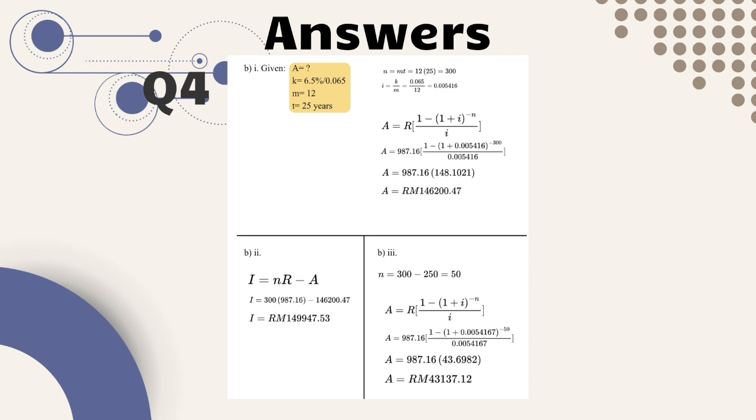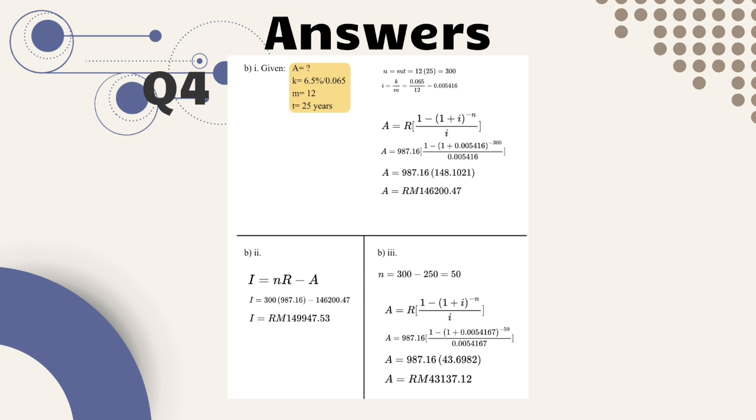For this question, we use A equal to R bracket 1 minus bracket 1 plus I to the power of negative n, divided by I. To find the value of n, we use the formula n equal to MT equal to 12 times 25 equal to 300. To find the value of I, we use the formula K divided by M equal to 0.065 divided by 12 equal to 0.005416.